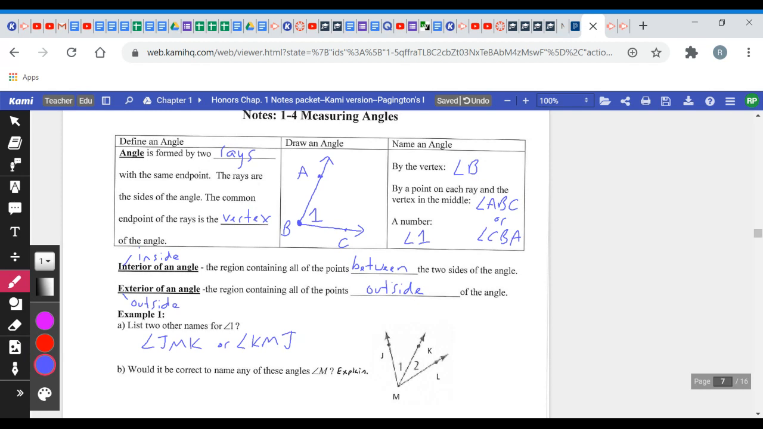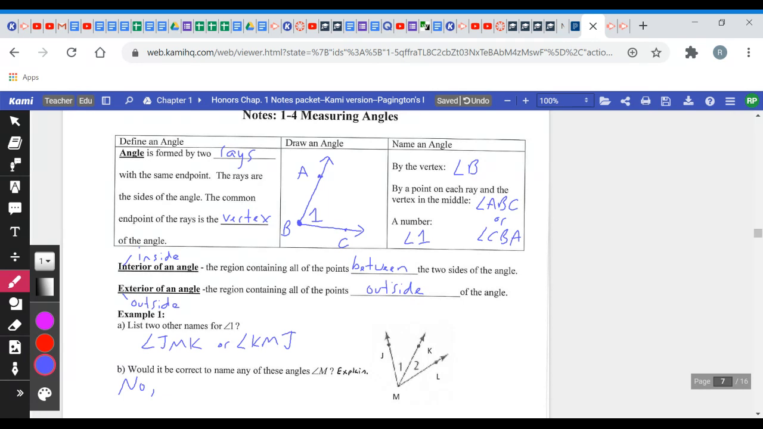On B, it says, would it be correct to name any of these angles angle M? Again, think about that answer. Hopefully you've already tried it. In this case, the answer would be no. And it says to explain. It's really important in geometry, if we ask you to explain or justify your answer, that you communicate what the reason is. You don't want to just say no. So I want to give a reason. Your reason may not be exactly the same as mine. You might word it a little differently, but you need to be clear in what you're saying.